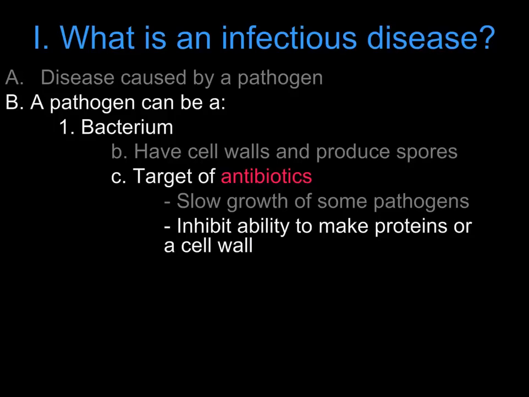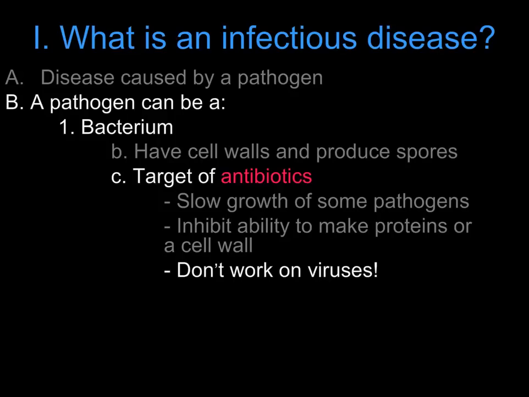Antibiotics are able to kill bacteria by inhibiting or blocking the ability of the bacteria to make proteins or to make that cell wall. Without being able to make the proteins that the bacterial cells need to survive, or without being able to make the cell wall that helps protect those cells, the cells then go on and die.